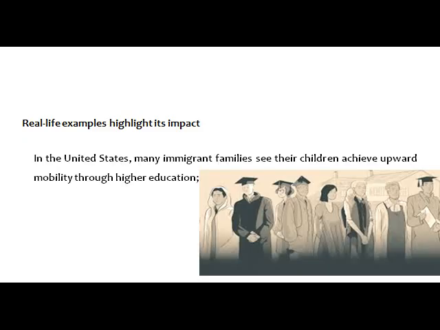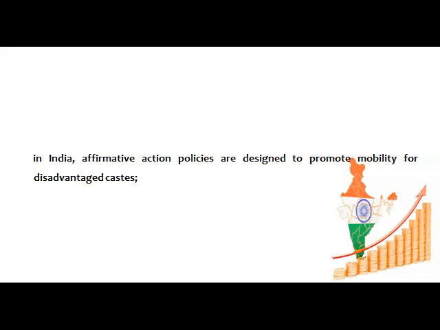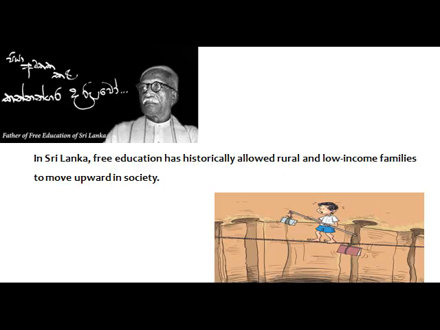In the United States, many immigrant families see their children achieve upward mobility through higher education. In India, affirmative action policies are designed to promote mobility for disadvantaged castes. In Sri Lanka, free education has historically allowed rural and low-income families to move upward in society.